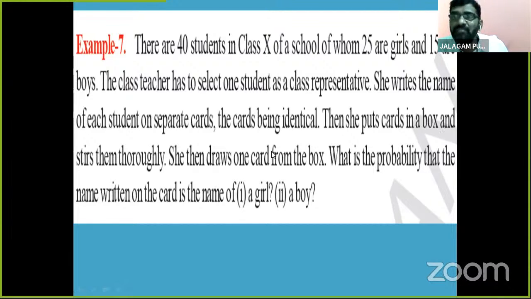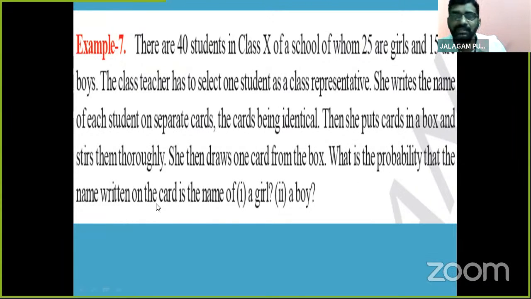Then she puts the cards in a box and shuffles them thoroughly. She then draws one card from the box. Totally 40 cards are there. Each card contains the name of a student. Among the 40 students, 25 girls' names and 15 boys' names are on the cards. So totally 40 cards are in a box, well shuffled.